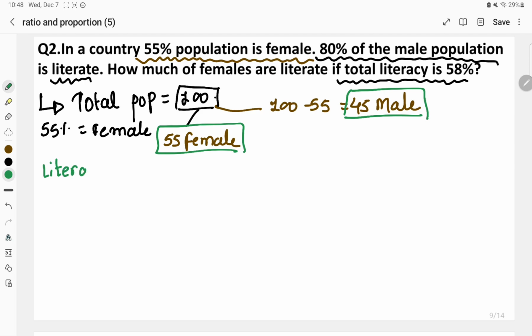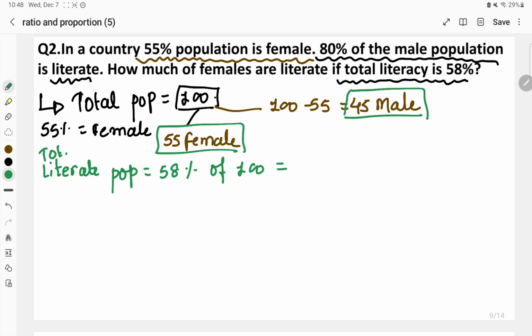Okay, now literate population is given to us. Second data, literate population. What is given? Total literate. This is the total literate population, which is equal to 58%. Now this is 58% of total population, that is 58% of 100.